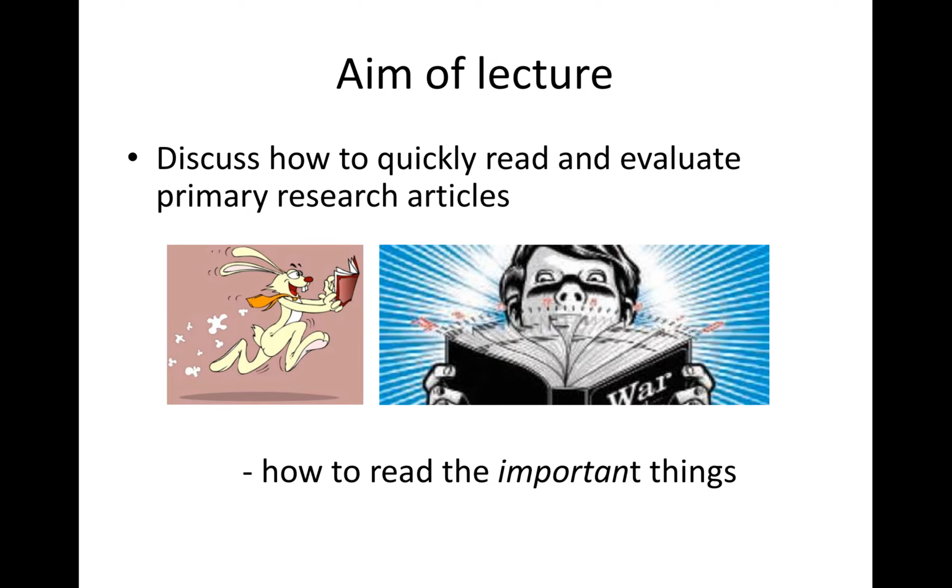The aim of this lecture is for me to discuss, and for you hopefully to get an idea about, how to quickly read and evaluate research articles or primary literature. The reason I've included this lecture is that during this course you will read quite a lot of literature. There's no course book, but most of the reading will consist of scientific research articles. Because there will be quite a lot of literature, it's important to learn how to read important things and therefore speed up your reading.